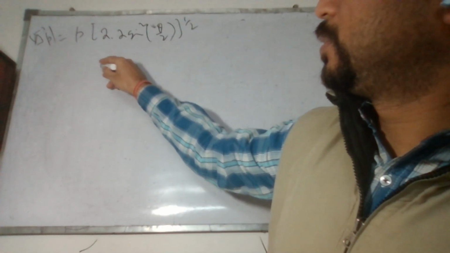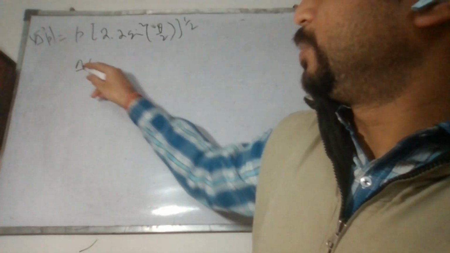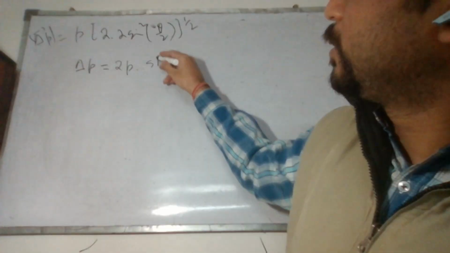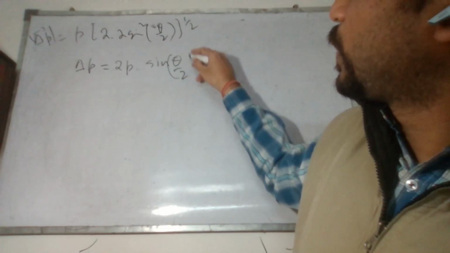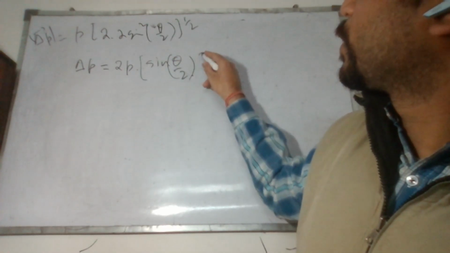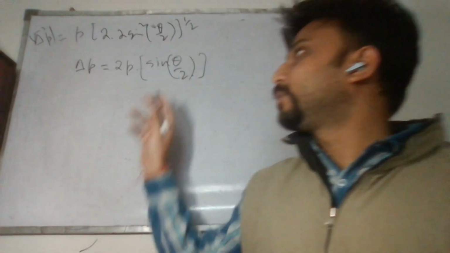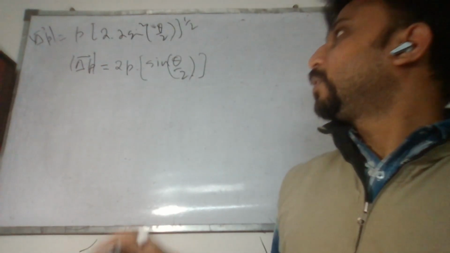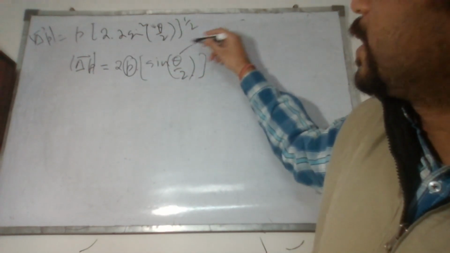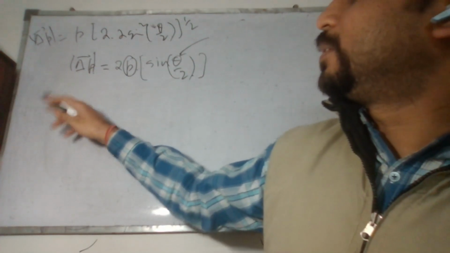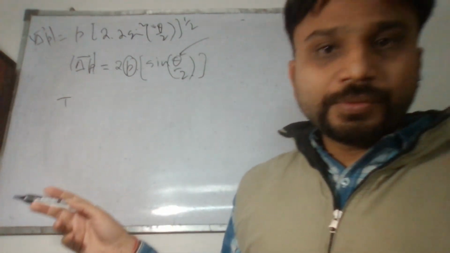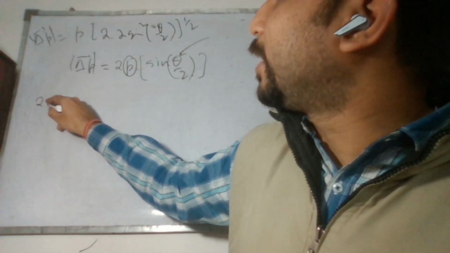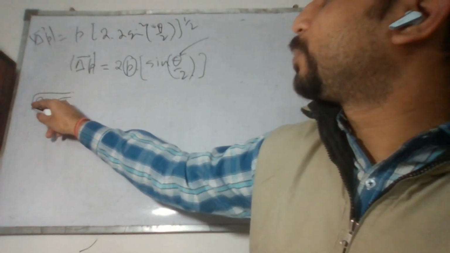So this value, delta P, with 2 coming outside, is 2P sin theta by 2. This is the net change in momentum of the proton. Now we have to put in the value of P and this angle theta. The kinetic energy of the incoming particle is T, so the momentum is the square root of 2mT. That we can put here.